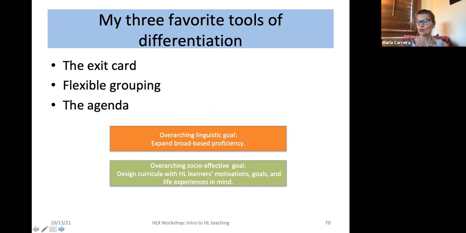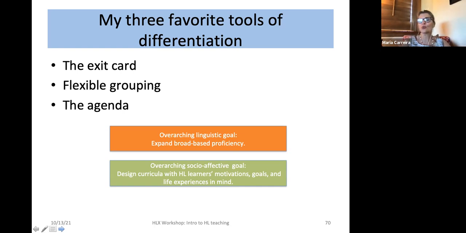Now, I don't have time to give you a workshop on differentiation. That would take a long time, but I'm going to tell you about the three strategies or tools that I use most often in my teaching. Frankly, the best strategy I use is project-based learning. And I'm going to give a workshop on project-based learning. Project-based learning is perfect for HL teaching, for mixed classes, for expanding functional skills, perfect differentiation, but that's a different workshop. So for now, let me just give you three tools of differentiation that are sitting next to that list of 5 to 7 topics.